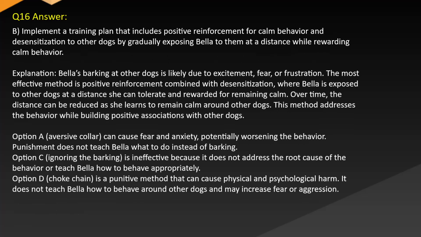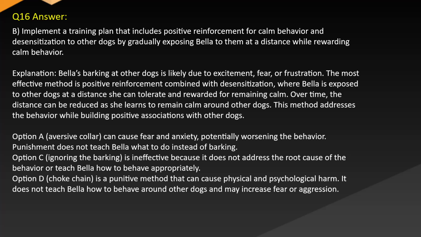Answer: B. Implement a training plan that includes positive reinforcement for calm behavior and desensitization to other dogs by gradually exposing Bella to them at a distance while rewarding calm behavior. Explanation: Bella's barking at other dogs is likely due to excitement, fear, or frustration. The most effective method is positive reinforcement combined with desensitization, where Bella is exposed to other dogs at a distance she can tolerate, rewarded for remaining calm. Over time, the distance can be reduced as she learns to remain calm around other dogs. This method addresses the behavior while building positive associations with other dogs.